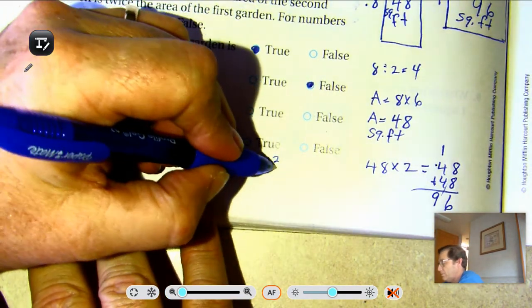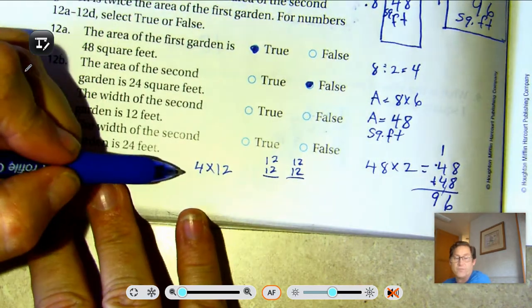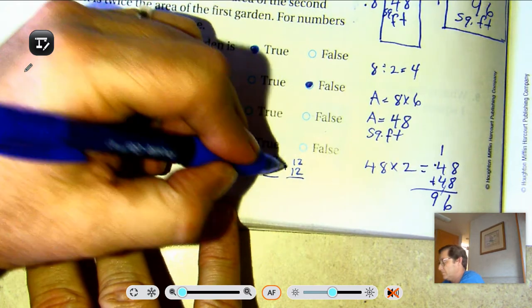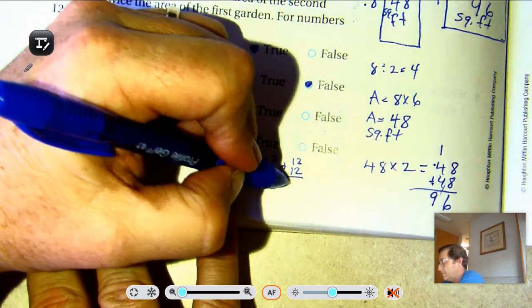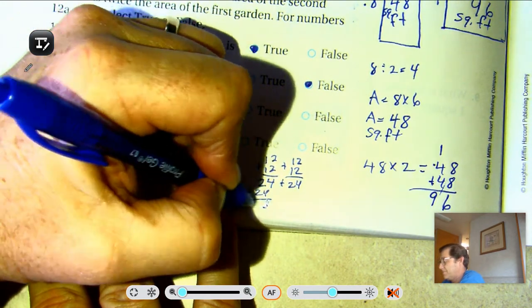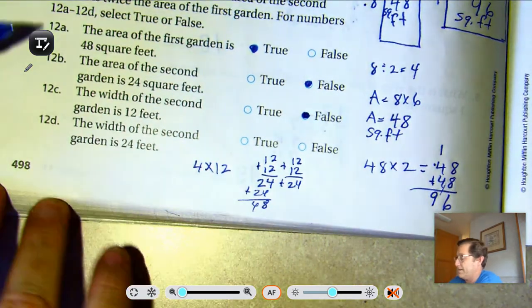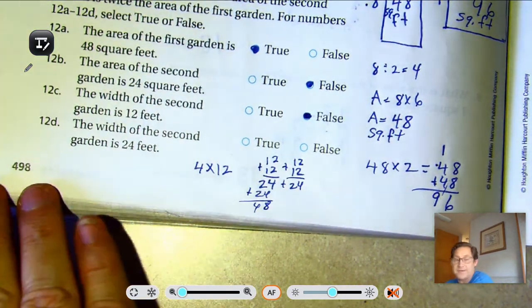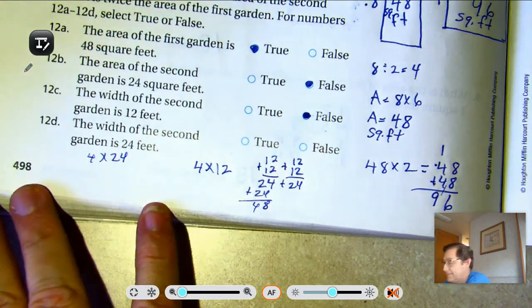Well, we can go 12 plus 12, 12 plus 12. Okay, because it's telling me 4 12s. So 12 plus 12 is 24. So 24 plus 24 is 48. Nope, that's false. The width of the second garden is 24 feet. So is 4 times 24 96?